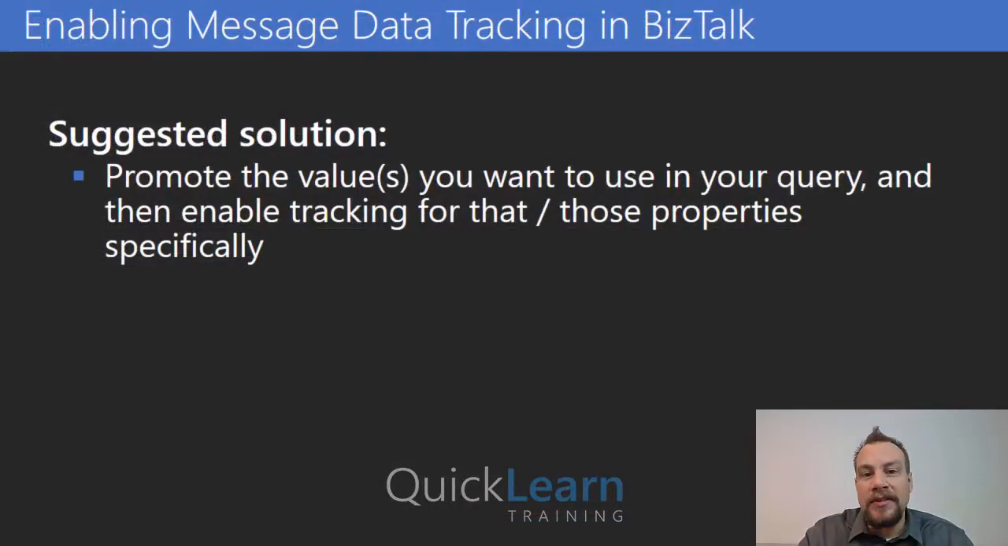The suggested answer to the problem of building these queries is to promote some properties. I can essentially take values that are in the message body, promote them into the message context, and at that point, those custom promoted properties that I've defined are things that I can enable tracking on. Through that property tracking, I'm able to use those properties in the construction of the queries, as well as, of course, having that data captured for my reference later on.